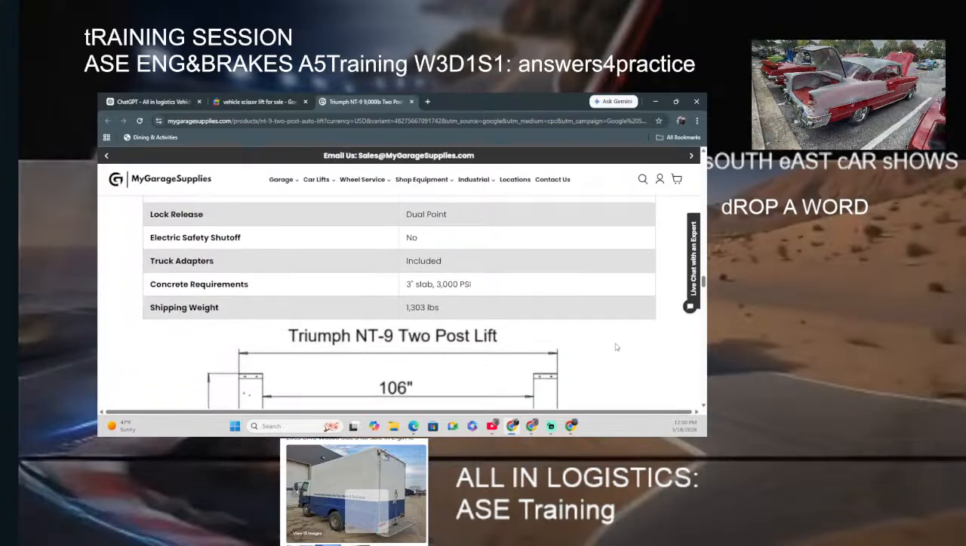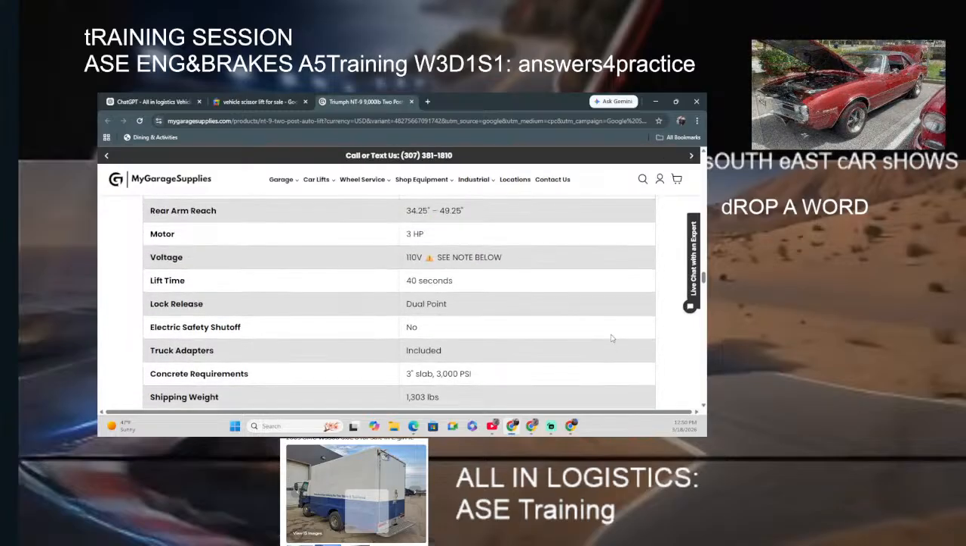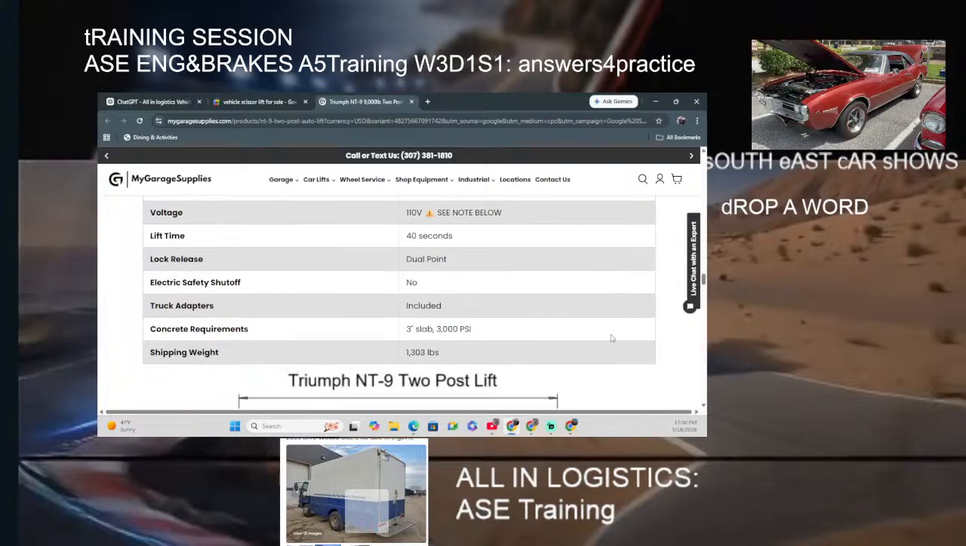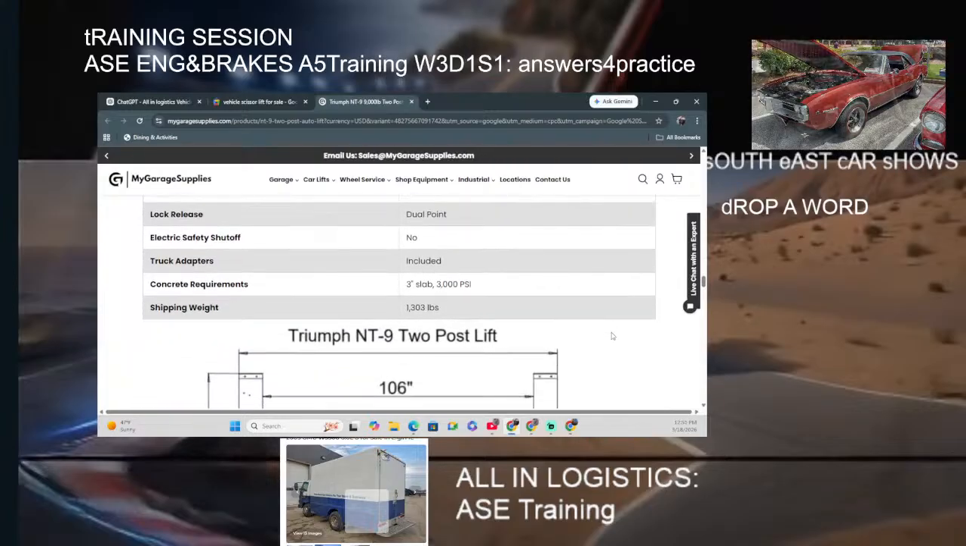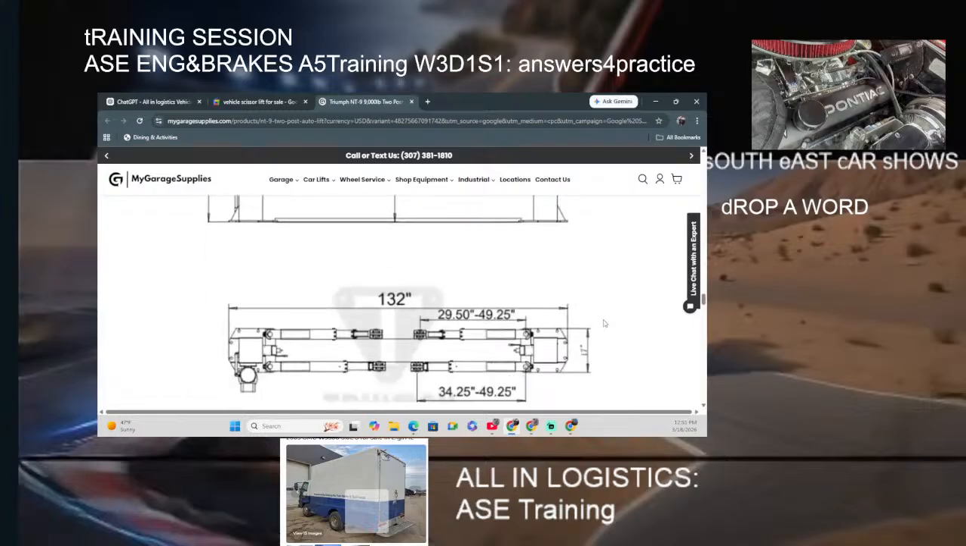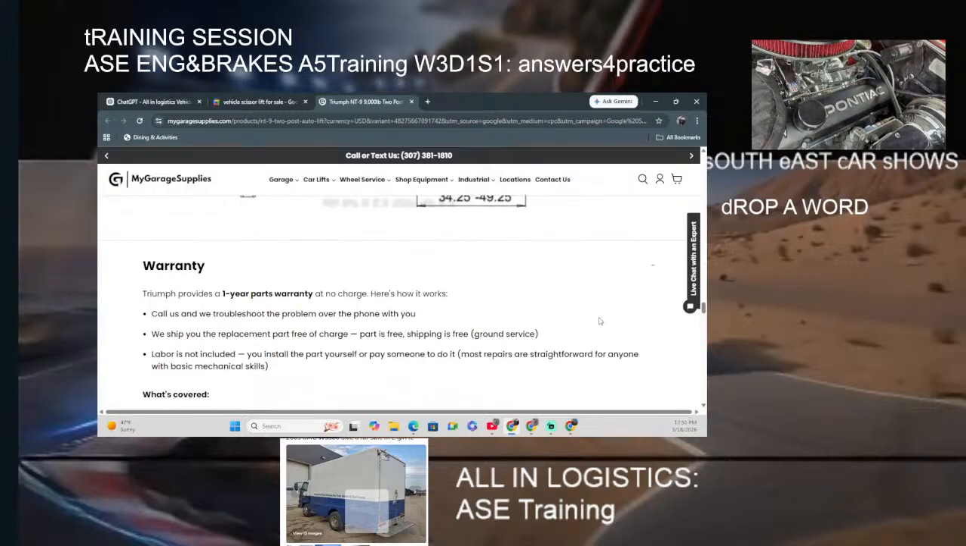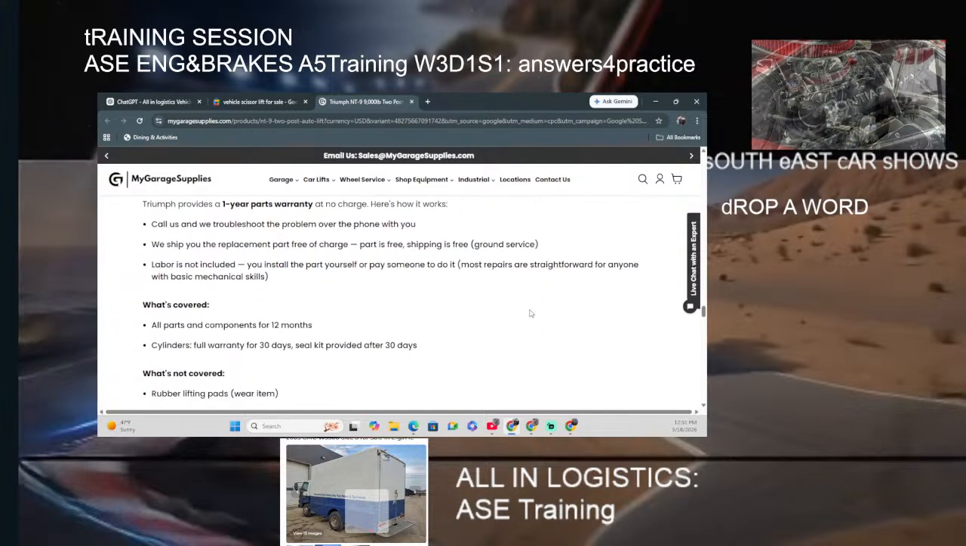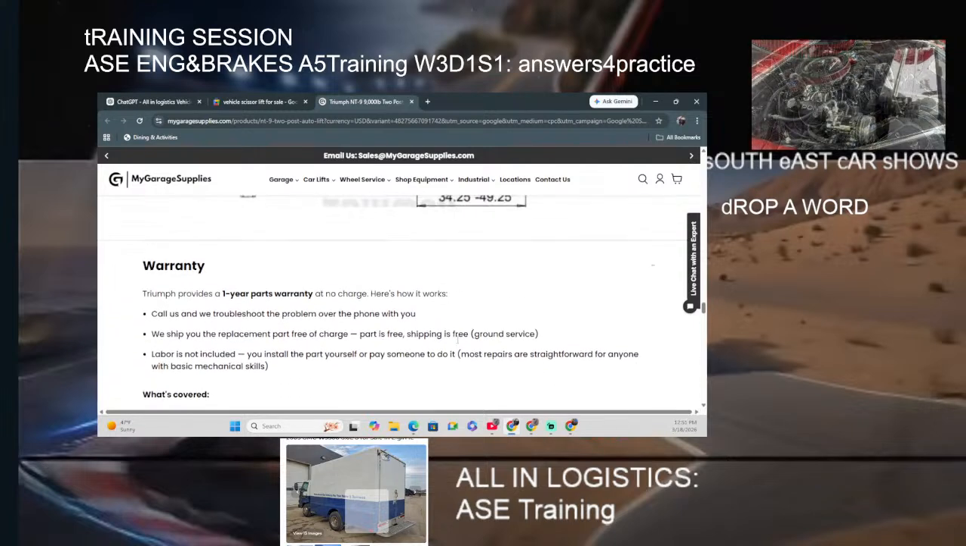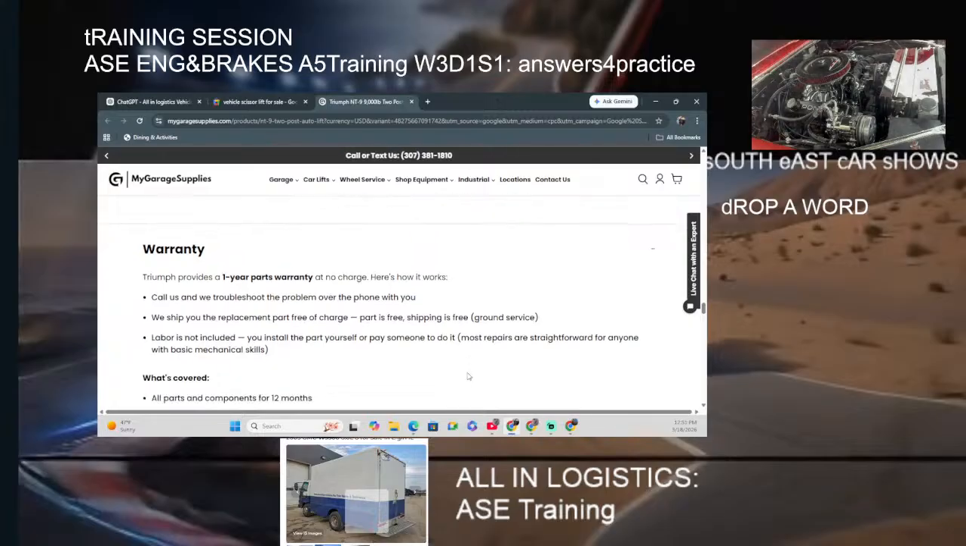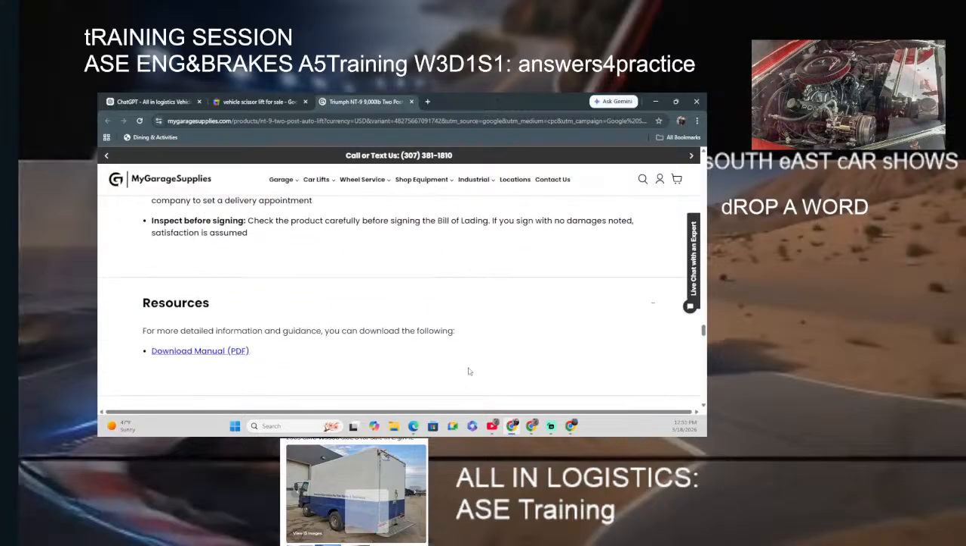Concrete requirements, 3 inch slab, 3,000 psi. Shipping weight, 1,300 pounds. Oh yeah, a little hefty. That's the reason we have them dang pallet jacks. These got pallet jacks, bare minimum. Okay, 1 year warranty. All right, we're through warranty stuff.